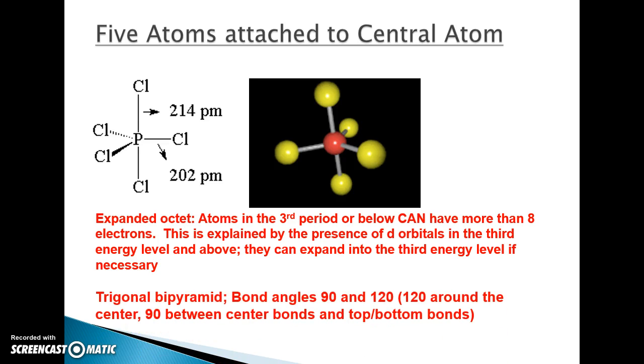So this is a trigonal bipyramid. If you think about those 3 chlorines in the center as forming a flat plane, there's a pyramid pointing upwards and a pyramid pointing downwards, and I'll show you some models of this in class to help too. We have bond angles of both 90 and 120 degrees.